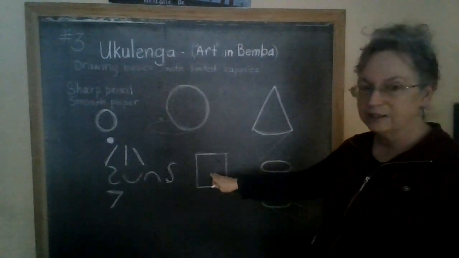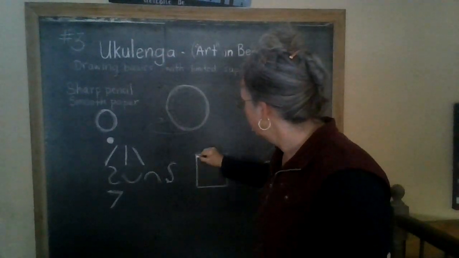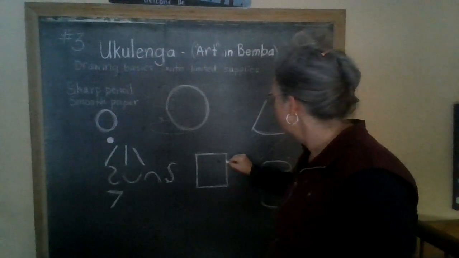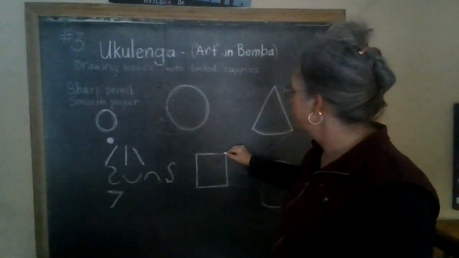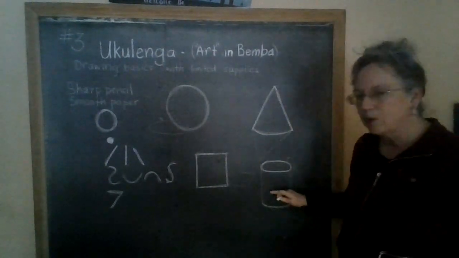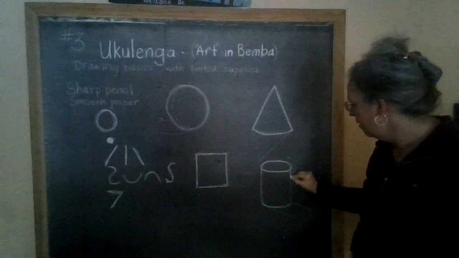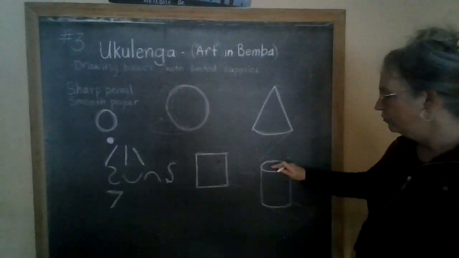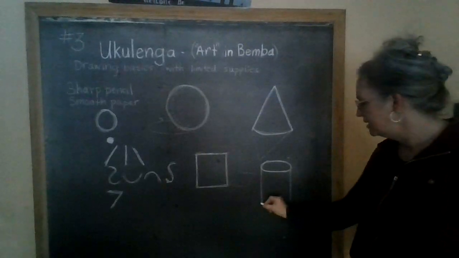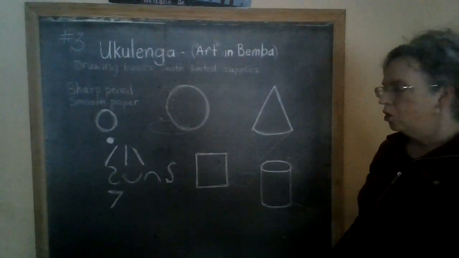Now let's look at the square. Forward, backward, forward, and so on around the four sides. And this is what we call a cylinder. It's 2 straight lines on the side with an oval on the top and an oval on the bottom, but you only see the front of the oval here.